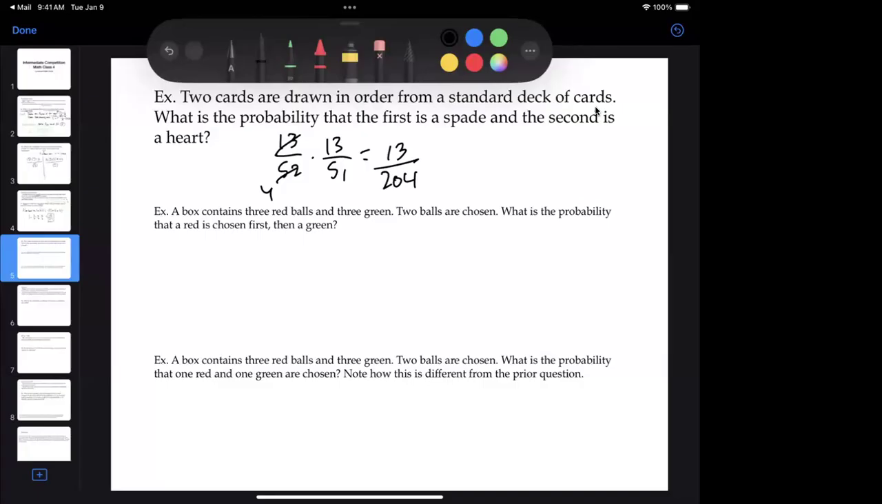Just to reiterate, we have 2 cards drawn in order from a deck of cards. For the first, it doesn't really matter that it's a spade and a heart. It could be a club and a diamond, right? But just to give names: the first is a spade, then there's 13 spades out of the entire deck. And the second one, there's another 13 hearts, but we're not choosing out of the entire deck, right? The second time, we're only choosing out of 51 cards because we've already chosen a card. So that's the tricky thing you need to watch out for.